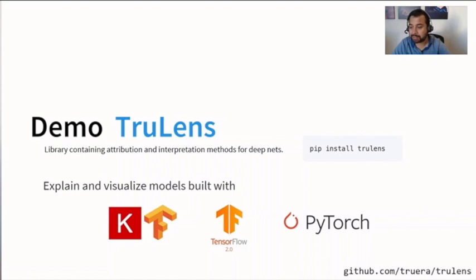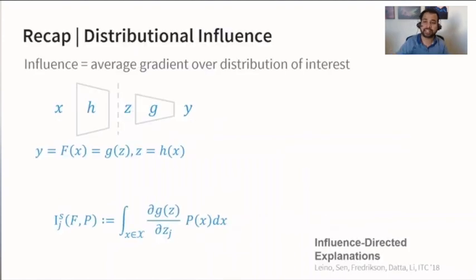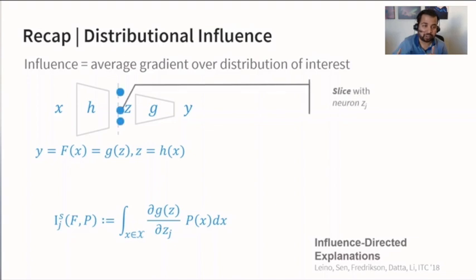Let's recap some of the key concepts required for the distributional influence framework. So the influence itself is an average gradient over a distribution of interest. And in order to define it, you need this notion of a slice. The slice is some component of the network that you're interested in. It can be an internal layer, it can be the input layer, or it can be some temporal slice for recurrent neural networks.